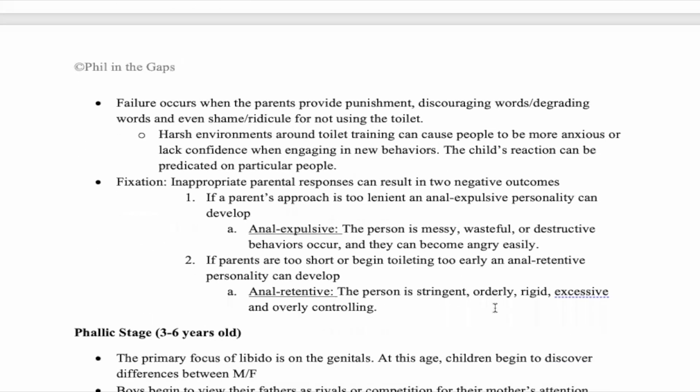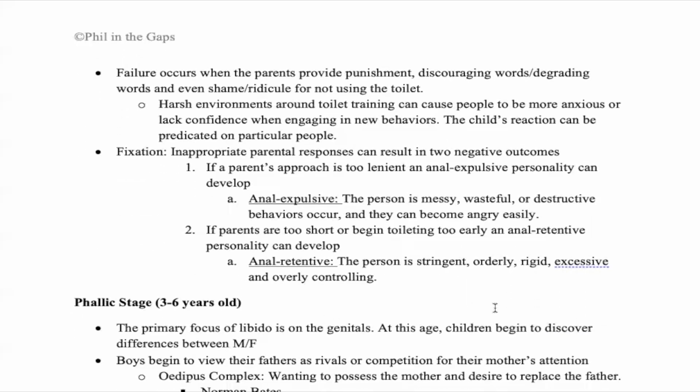On the other side of the coin, failure occurs when the parents provide punishment, discouraging words, or degrading words, and even shame or ridicule the child for not utilizing the toilet at the appropriate time. So, harsh environments around toilet training can cause people to be more anxious or lack confidence when engaging in new behaviors. So the child's reaction can be predicated on particular people.